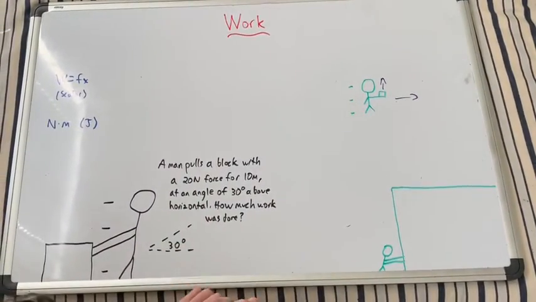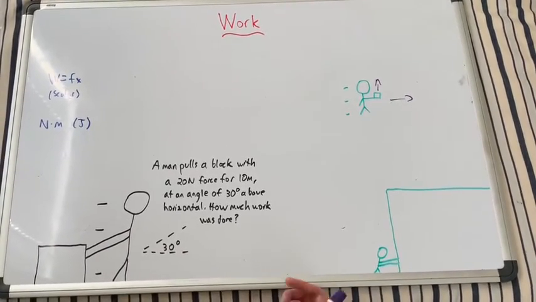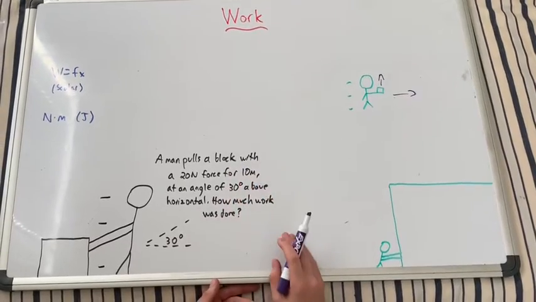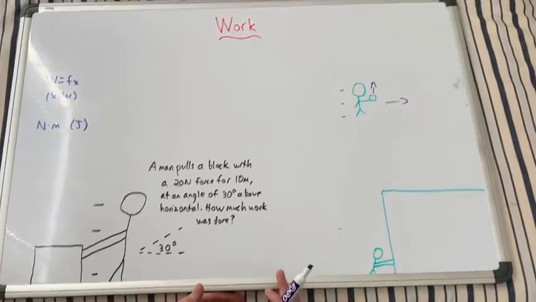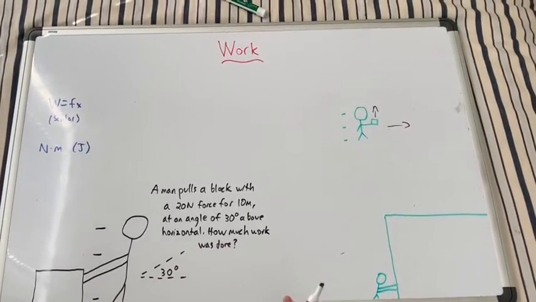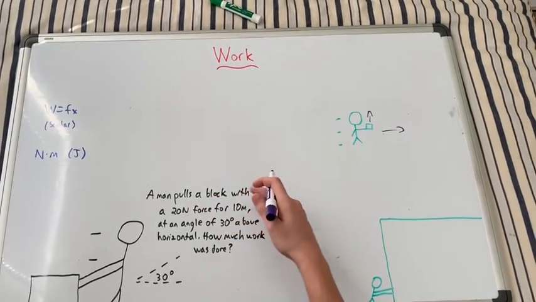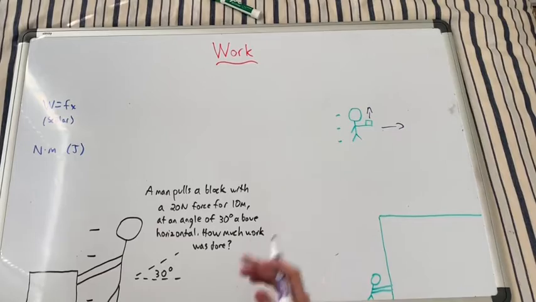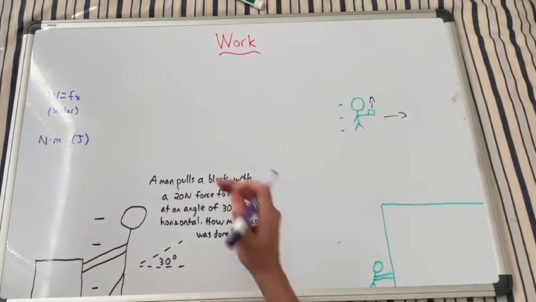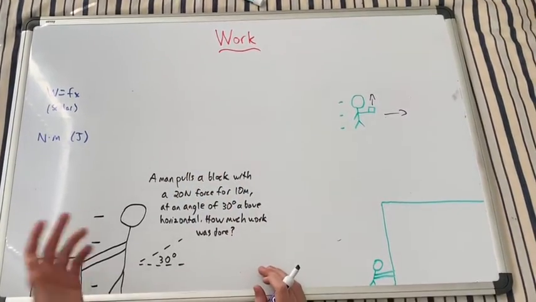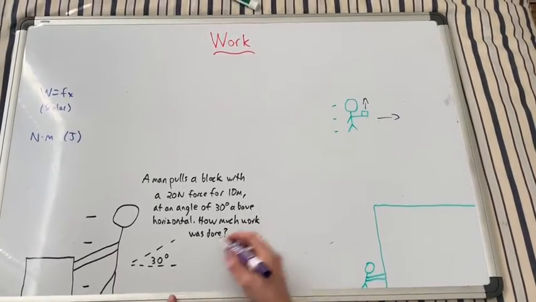Okay, now we're going to do a basic problem that demonstrates this concept. So a man pulls a block with a 20 Newton force for 10 meters at an angle of 30 degrees from the horizontal. How much work was done? So it might be tempting to just say, oh, work is force times distance, let's just do 20 times 10 and get 200 joules of work. But remember, the work is only the parallel force times the displacement. So we're going to have to resolve it into components and then determine the work done.